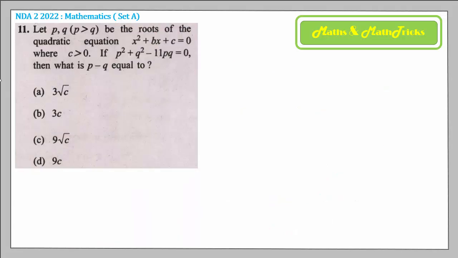Question number 11. So here we know that P and Q are roots of the quadratic equation, and we know that C is positive in this equation. And you also know that P square plus Q square minus 11 times PQ is equal to 0. Then what is the value of P minus Q? Well, just concentrate on what they have given and try to get the unknown.